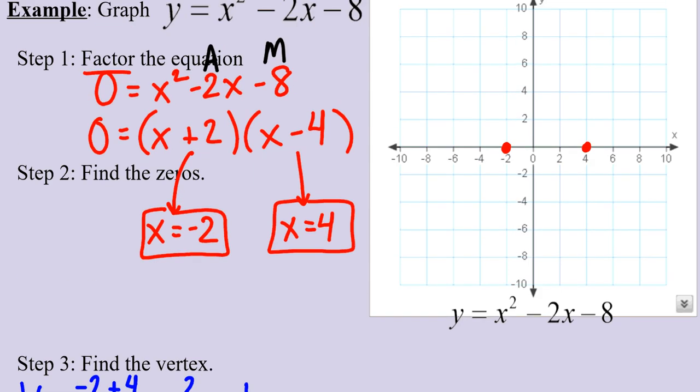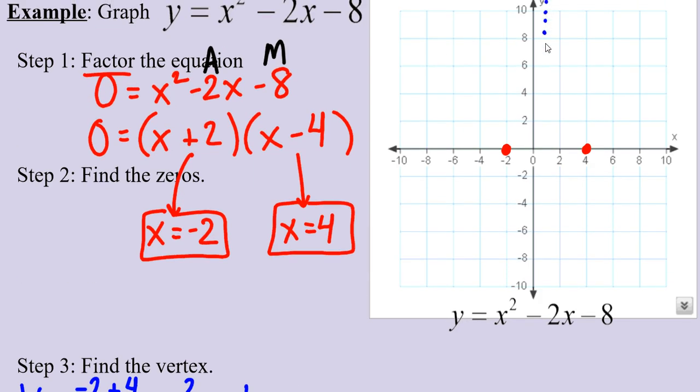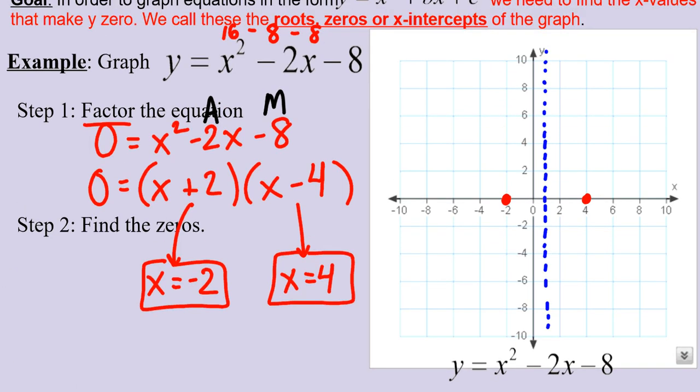I actually see that halfway between those two x-intercepts is going to be when x is 1. That's what we call the axis of symmetry. The axis of symmetry of this graph would be x equals 1.